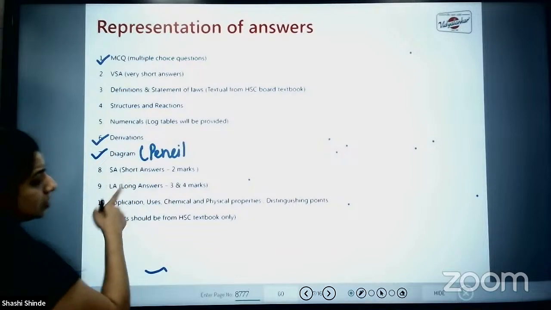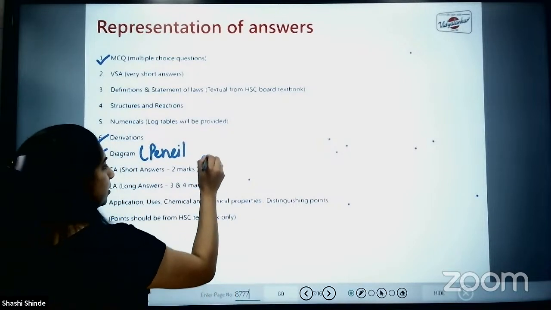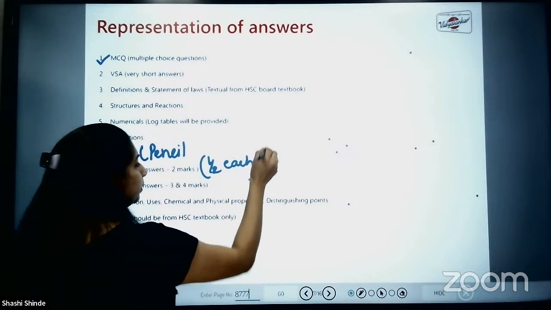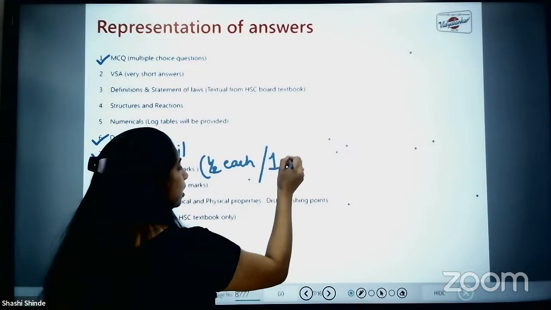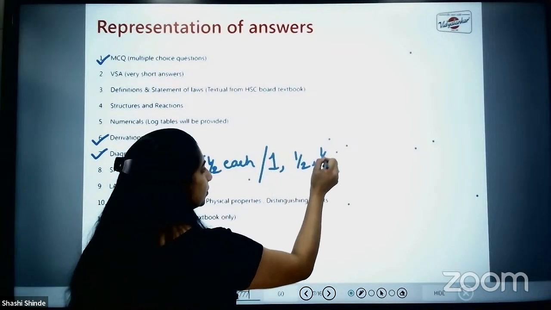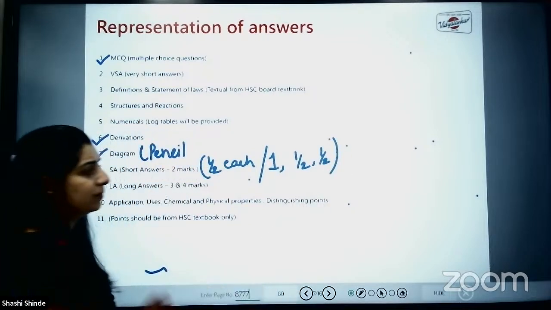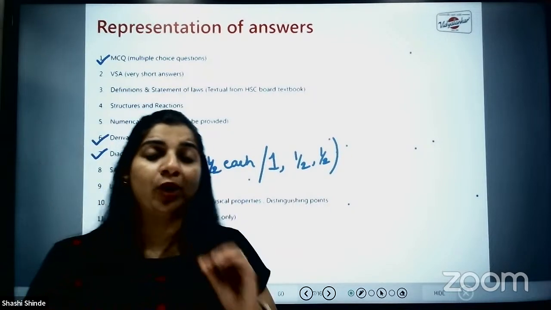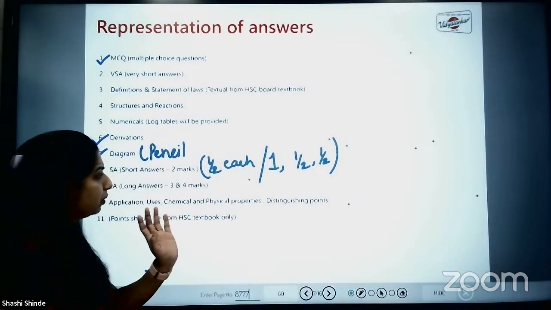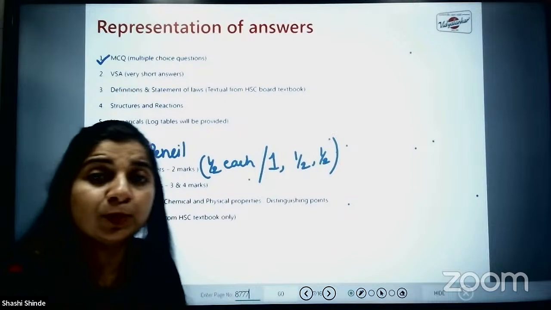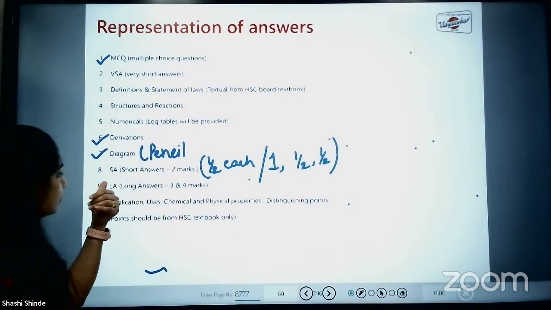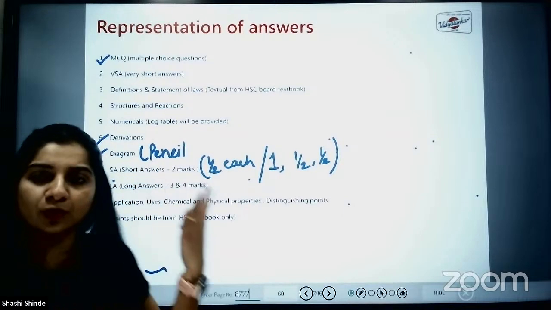You may have marks distribution as half mark each point, or you may have distribution as 1 mark for 1 point, other 2 points are for half mark, right? That is not our business. We have to write down how many points are given in the textbook. The same points we have to write from the textbook. If your textbook has more than 4 points, then too, if it is asked for say 2 marks, then you have to write only 4 points.